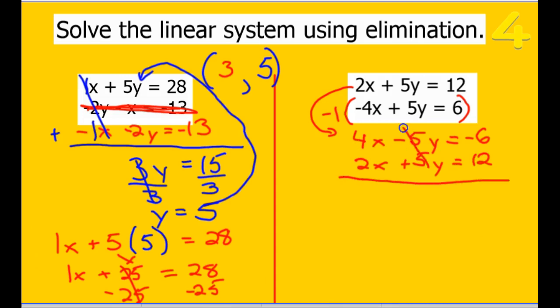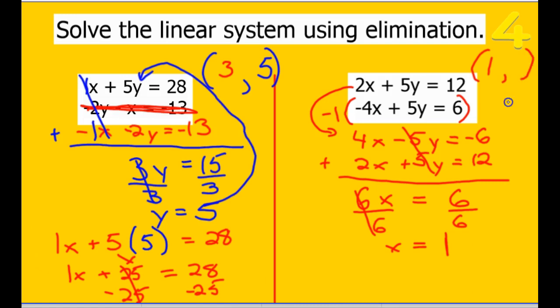Now we can eliminate our 5's because we have a negative 5y and a positive 5y. So we're going to add these up. 4x plus 2x gives us 6x equals negative 6 plus 12. That gives us positive 6. Divide by 6. Divide by 6. X equals 6 divided by 6, which is 1. So we know that our x is 1.